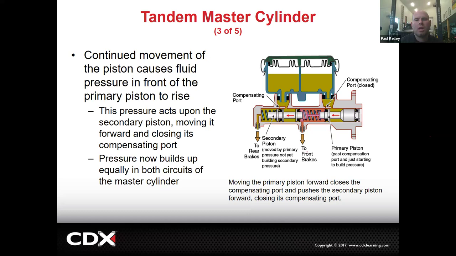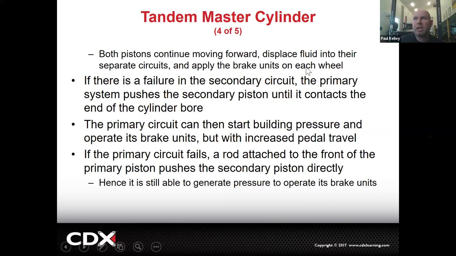They both generally make the same amount of pressure because they're both moving the same amount, because between them is pressurized fluid. So there should be no loss. Cool. So it's kind of interesting. And then let's just say if there's a failure in the secondary circuit, the primary system pushes the secondary piston until it bottoms out in the bore. So that's kind of what I had explained. If your secondary fails, the primary still works. And opposite, if the primary fails, the secondary will still work.